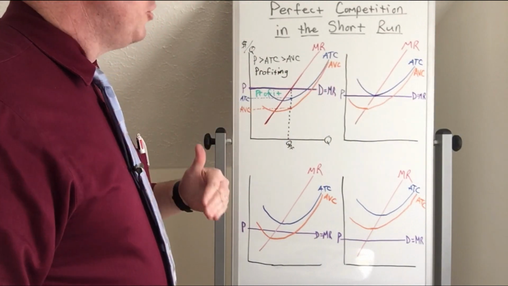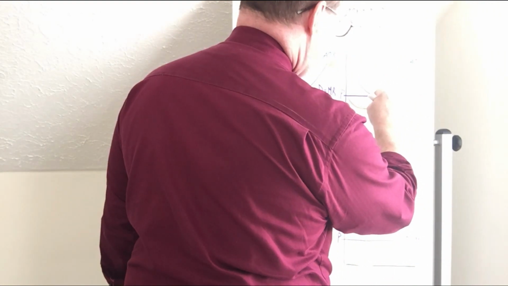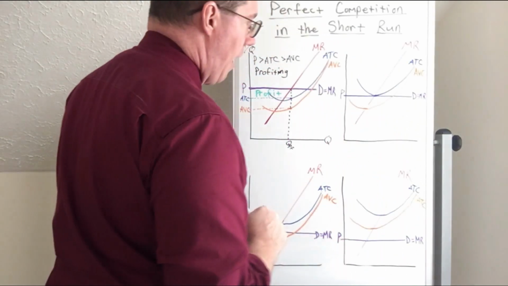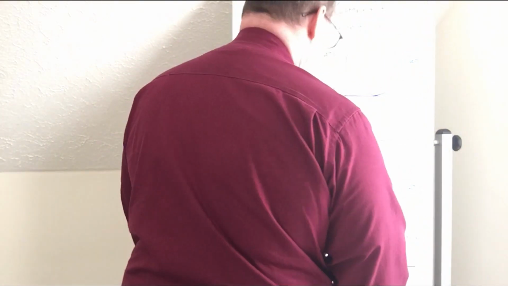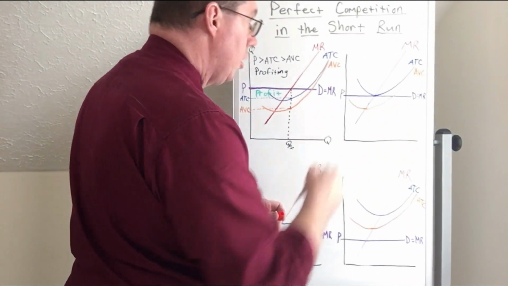So now let's go over here. And I want to remind you of something. We have something interesting going on. We have 3 curves all intersecting right there at that point. And that also happens to be the place where marginal revenue is equal to marginal cost, right?